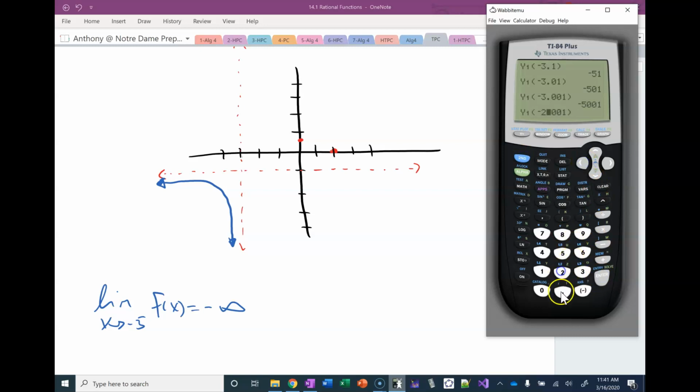So maybe we start at negative 2.9. That's positive. And then maybe we get a little closer. 2.99, and that's even bigger. And we'll try one more. Closer still. Oops. And we get even bigger.